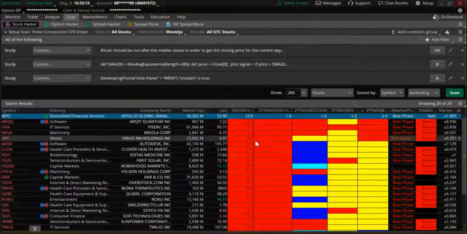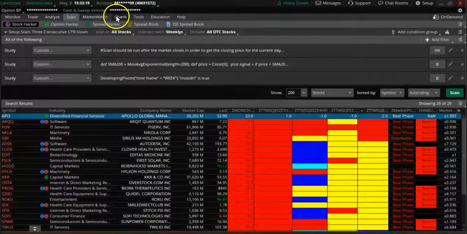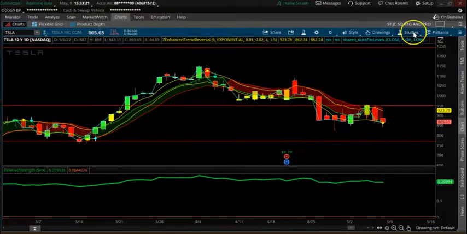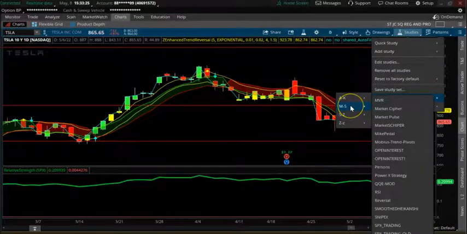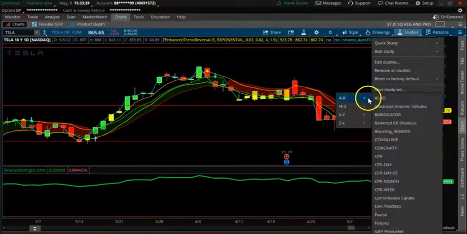Let's look at Siri. Okay, Siri also is a good one. Okay, so now let's look at the charts. Load chart. CPR weekly.